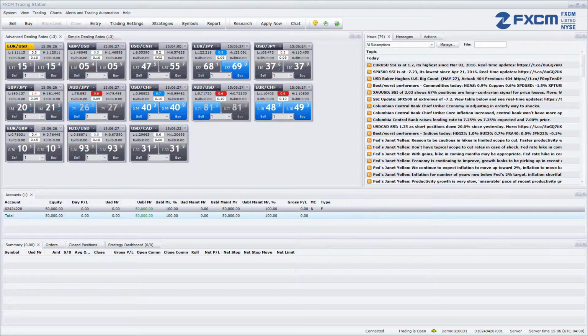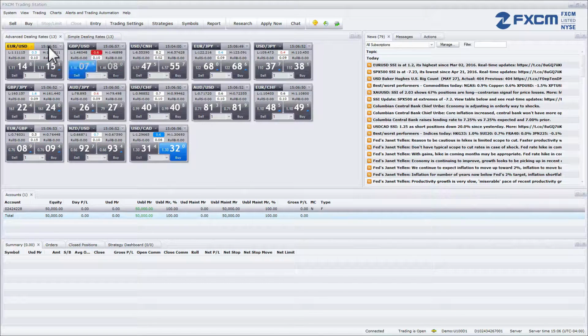in Trading Station. After opening the platform, the first thing that you see are the red and blue flashing rates. This is the Advanced Dealing Rates window. Here, you can see quote boxes with information on specific currency pairs as defined by the symbol abbreviation at the top of the box. Directly to the right of the symbol is the time the exchange rate last changed.